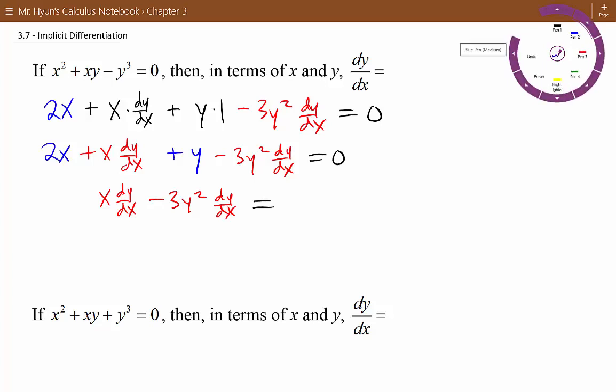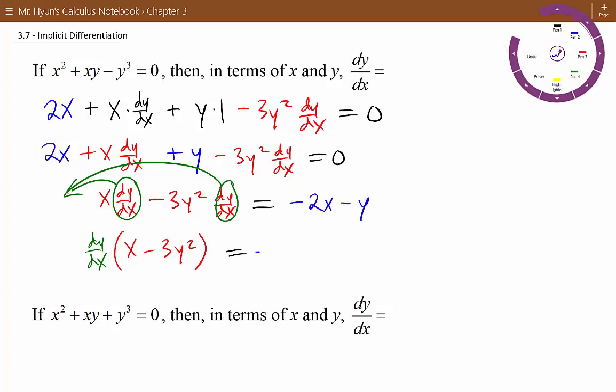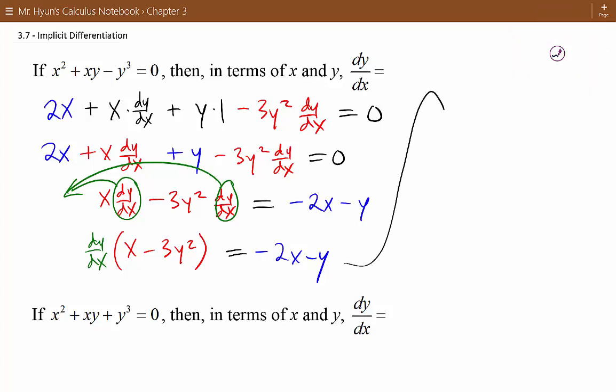Notice when you do this, the two terms that we have are going to change sign because you have to subtract 2x and you have to subtract y from each side. So now you can factor out a dy/dx out of both of these terms, giving you dy/dx, and in parentheses, you're going to be left with x minus 3y squared equaling negative 2x minus y. And the final step is simply dividing both sides by x minus 3y squared.